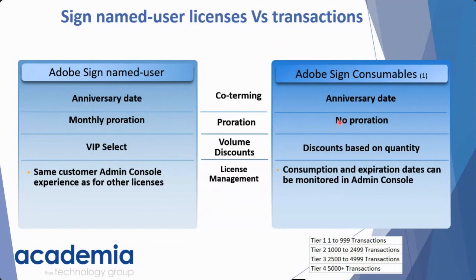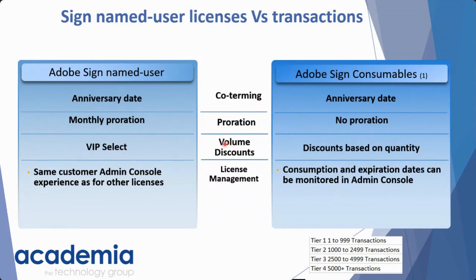With transactions, there is no proration. So, let's use the same example, you bought 150 transactions on the 1st of January for £300. If you bought another 150 any time throughout the contract, on the 31st of December with 1 day to go, the price is still exactly the same and those licenses will expire at the end of the term. So there is no proration available for transactions.